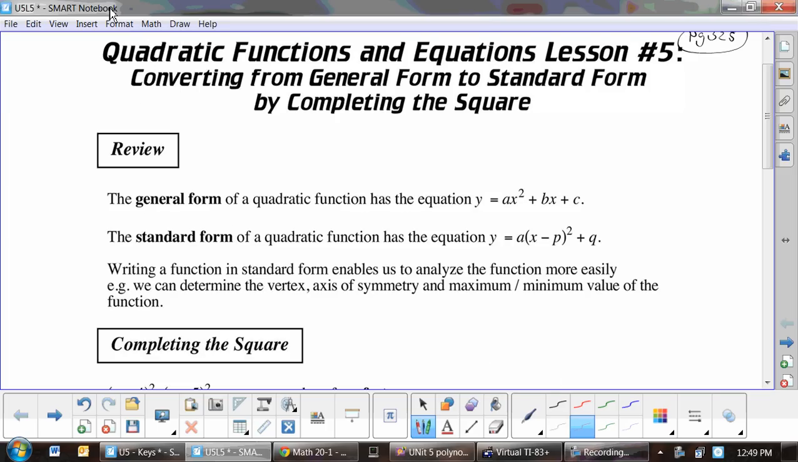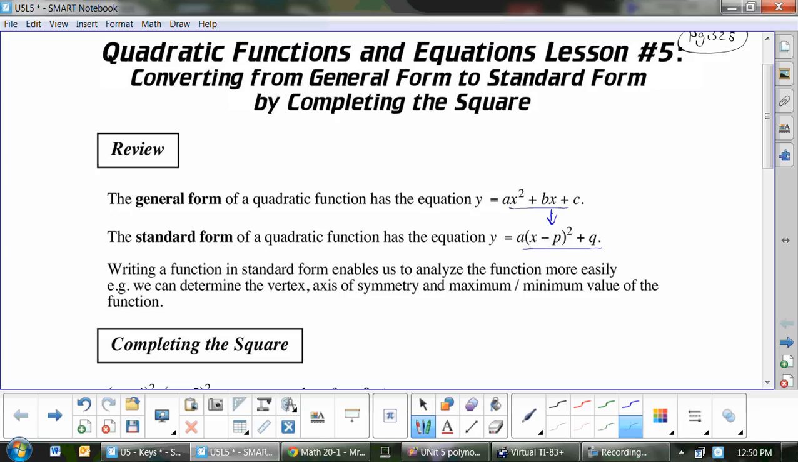Okay, so today we're talking about converting from the general to the standard form. Last class we talked a little bit about how to move from this to this by foiling this, multiplying it by A, and then adding Q. So today we're going to talk about how to go the other way, from the general form to the standard form. What we do is called completing the square.